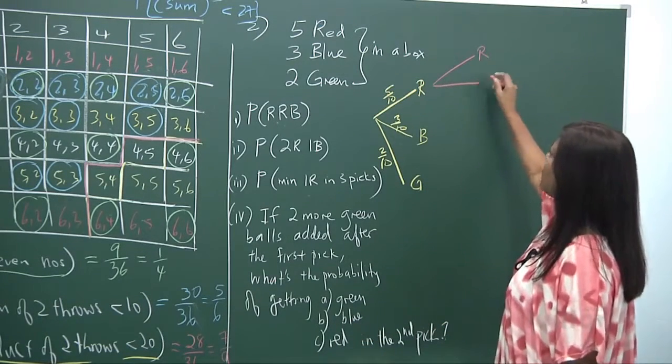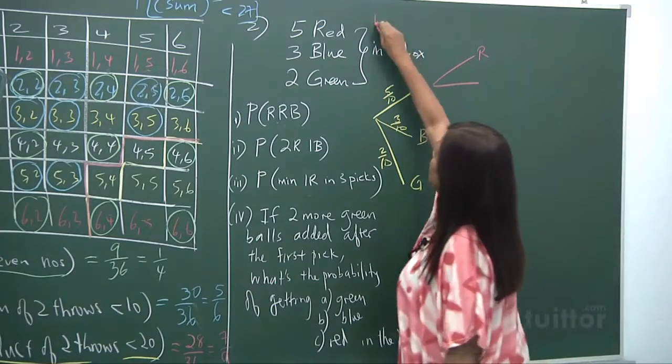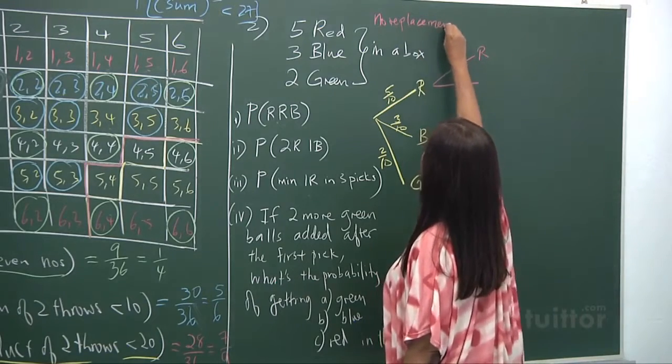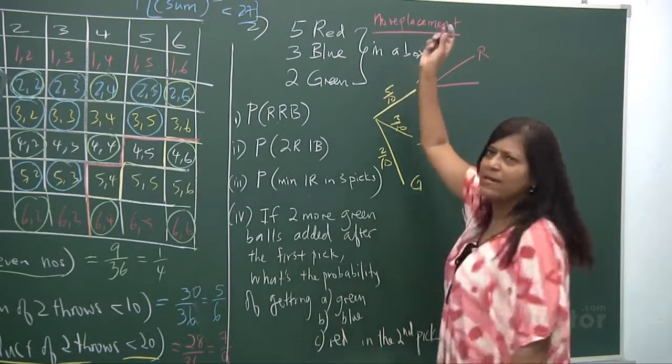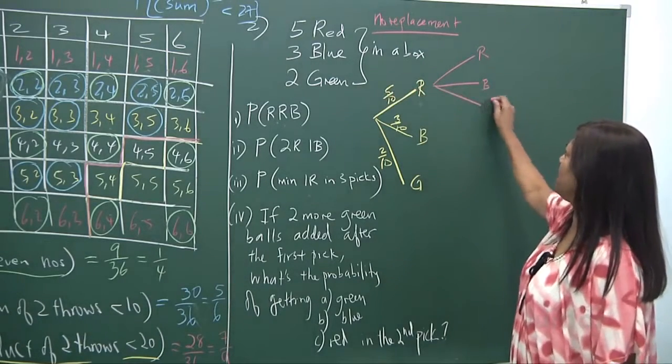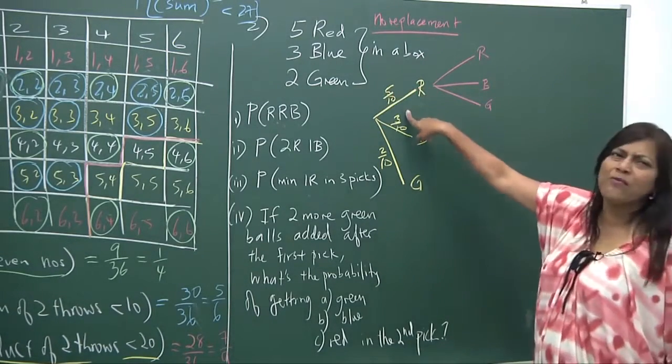Alright, and then let's put no replacement. No replacement means you don't put it back. So you take it and that's it, no replacement. We don't want any replacement. When you take 1 red, we put a green here. What's the probability? Take out 1 red.